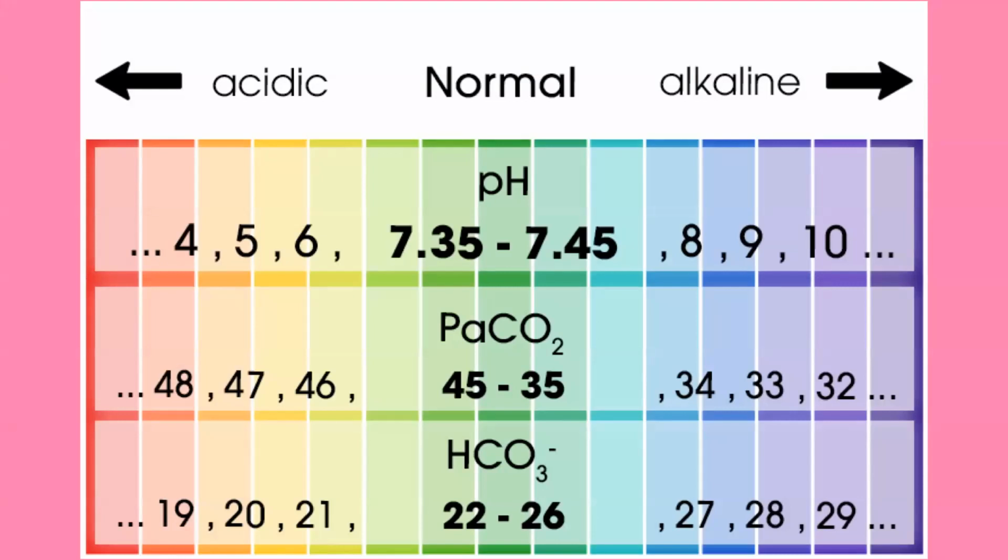Okay, so again, here's that chart just like earlier. We have our acids and our bases. On our acidic side, our pH is going to be low, and our bicarb is also going to be low. On our alkaline side, pH is going to be high, bicarb is going to be high. So does the CO2 and bicarb follow the pH?